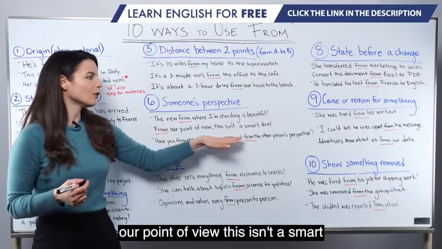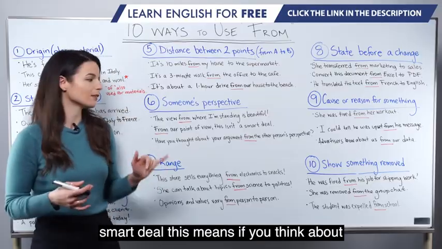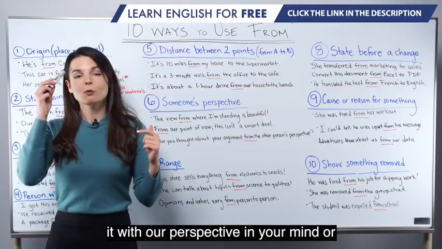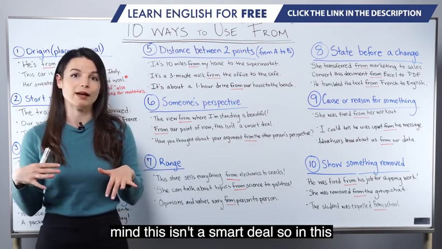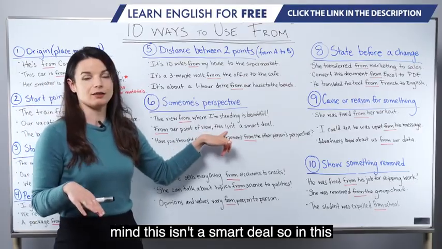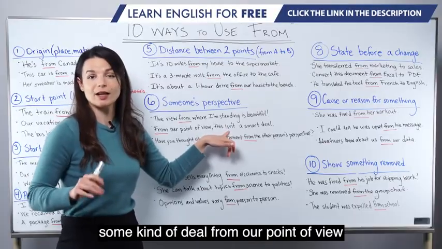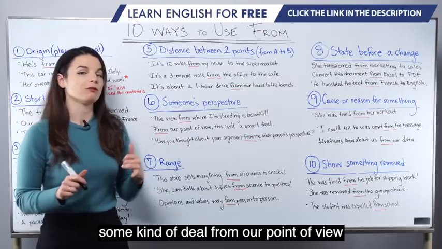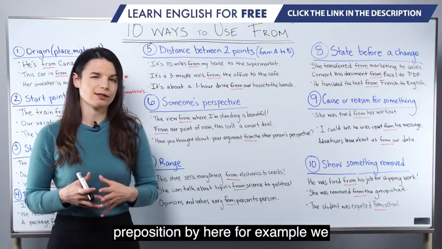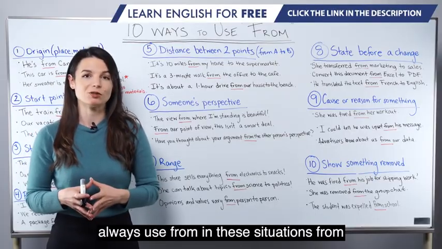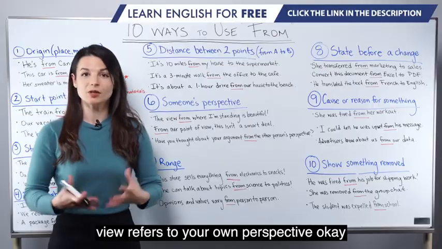Okay, next one, in a business or a negotiation situation. From our point of view, this isn't a smart deal. This means, if you think about it, with our perspective in your mind, or maybe with our needs and our situation in mind, this isn't a smart deal. So in this case, they are declining or refusing some kind of negotiation or some kind of deal. From our point of view, so we use this from. You don't use the preposition by here, for example. We always use from in these situations. From our point of view or from my point of view refers to your own perspective.